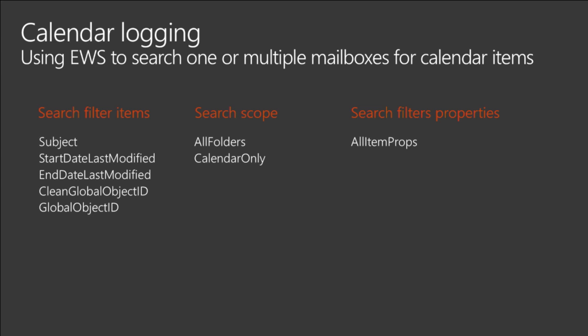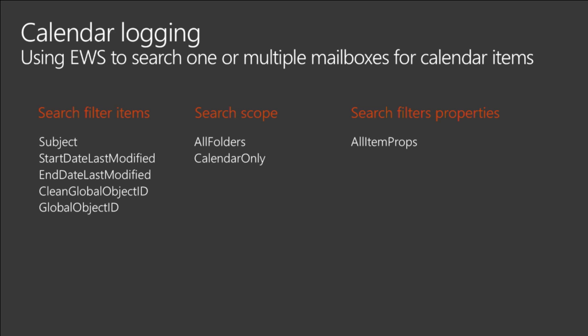You can search by subject, by start, by the modification date, which is more important, the clean global object ID and global object ID. Have you ever heard about this? What is this? The global object ID is a unique ID of the item in your mailbox. But what is the difference to the clean global object ID? The clean global object ID is a unique ID across multiple mailboxes. So that means you have one user who invites several other users. They might have a different global object ID, but the clean global object ID is the same across all the mailboxes.